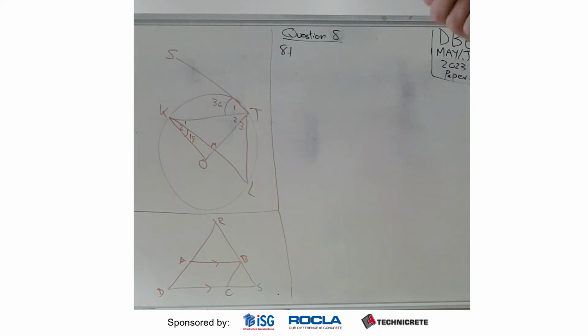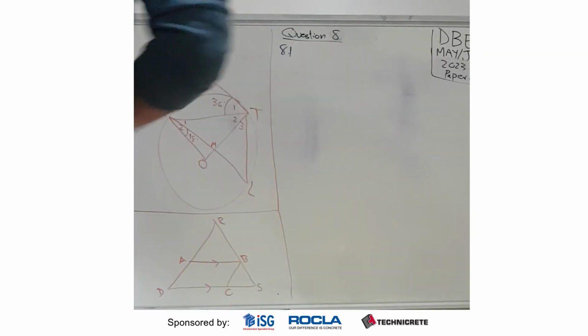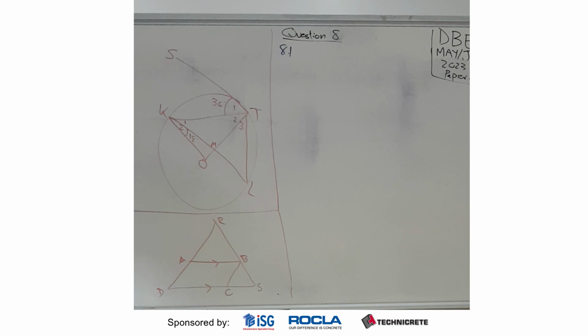Right, hello everyone. In this video we'll be looking at last year's June paper 2, question 8. So we're actually given two diagrams in this question. First diagram refers to 8.1, second diagram to 8.2. So let's look at 8.1.